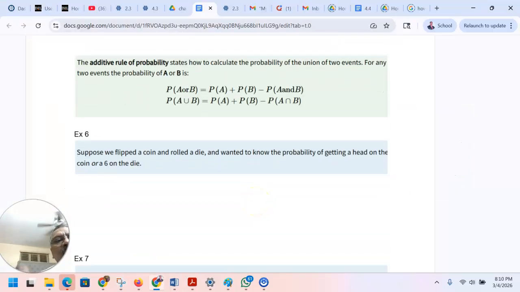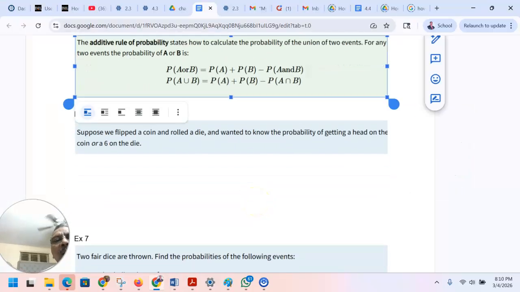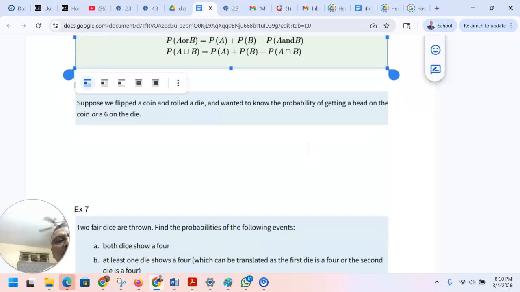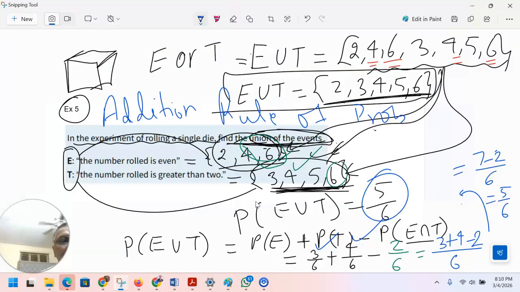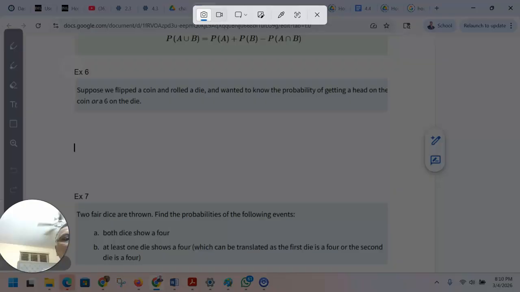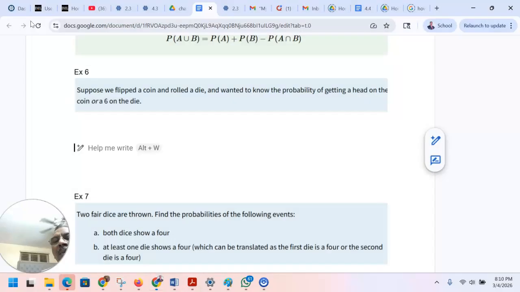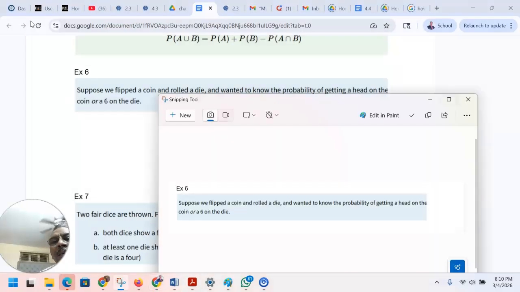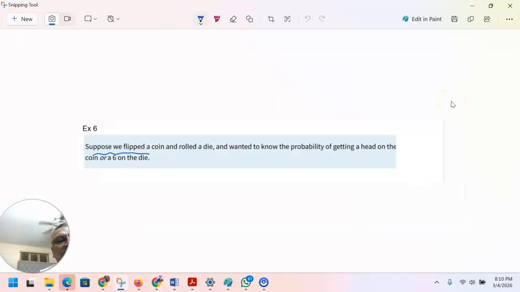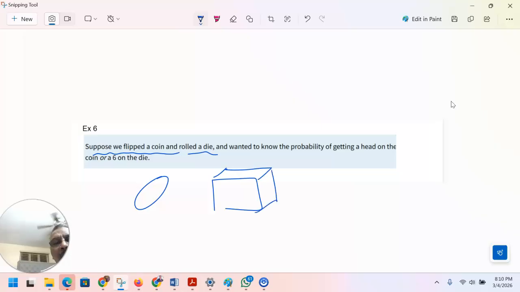Okay, let's take another example. Here I already showed the formula. You can see clearly this is the formula, so there are two ways to write it. Let's take problem example number 6 directly. Suppose we flip a coin and roll a die. So there are two parts: you flip a coin and you roll a die.